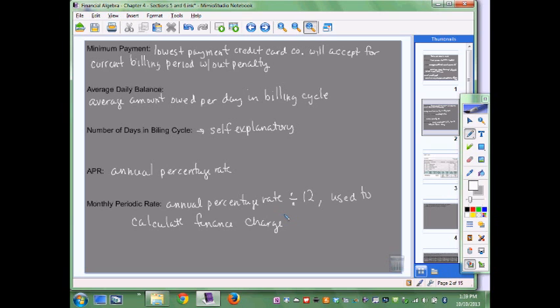The average daily balance, we've been calculating that. It's the average amount owed per day in the billing cycle. The number of days in a billing cycle is just that, the number of days in the billing cycle. APR is annual percentage rate. And then the monthly periodic rate is the annual percentage rate divided by 12, and this is what's used to calculate your finance charge. We've been doing that as well.